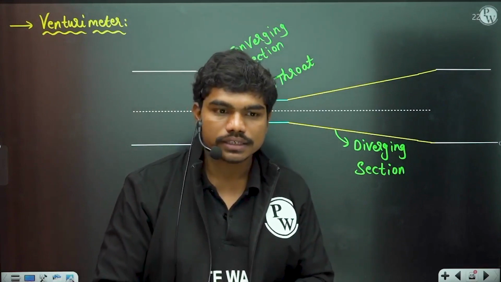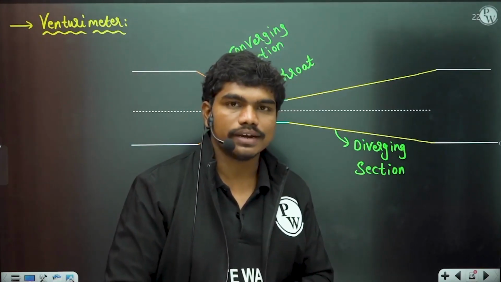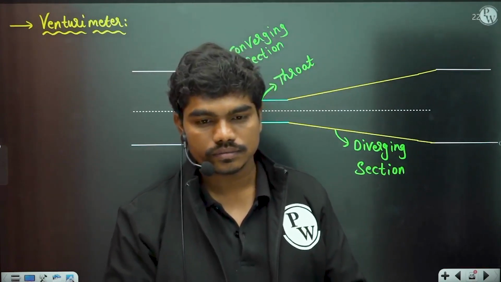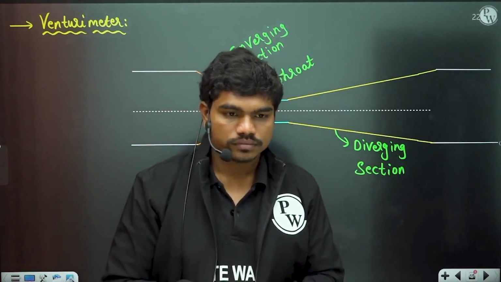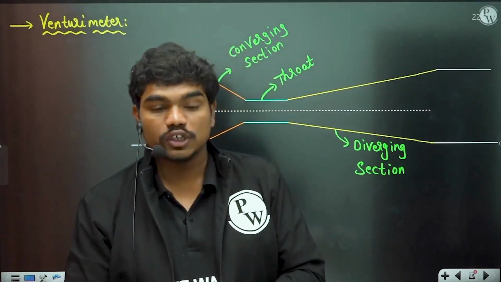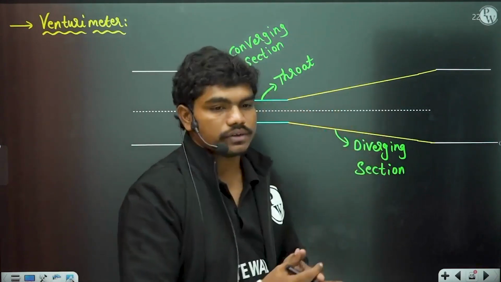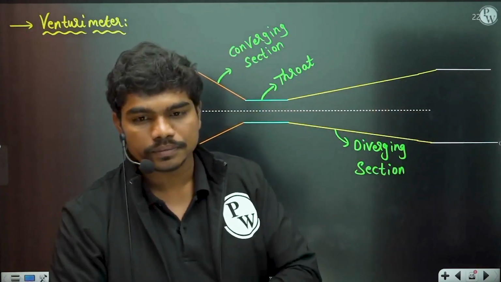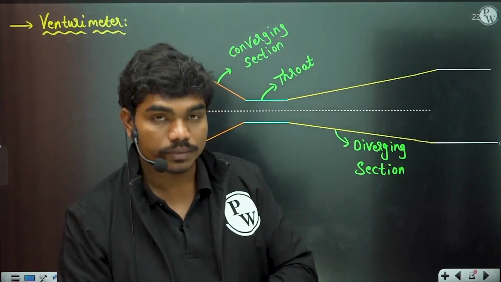No, we cannot connect. Why? What is the problem? What is the issue if you connect the Venturi meter in the reverse way? Let us suppose instead of this you have connected it the other way. The length of the Venturi meter is the same, both ends will fit the pipe. Then what is the problem?